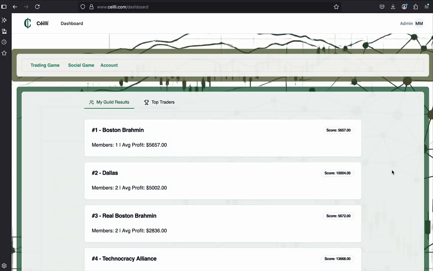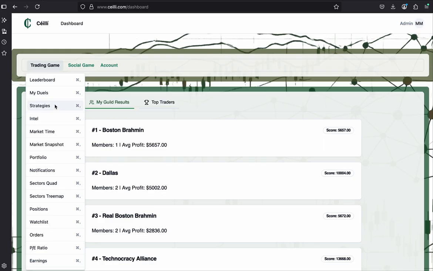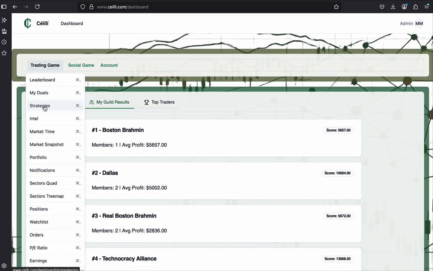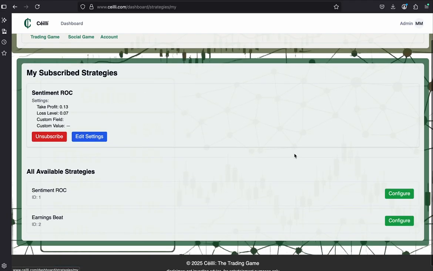One of the aspects of this game platform is that you can subscribe to algorithmic trading strategies. These strategies are computerized algorithms that allow people to place buys on the market based on strictly statistical analysis that the algorithm computes. Before I get into how to subscribe to these algorithmic strategies, I want to go over the major strategy that this platform uses, and that is based in sentiment analysis.